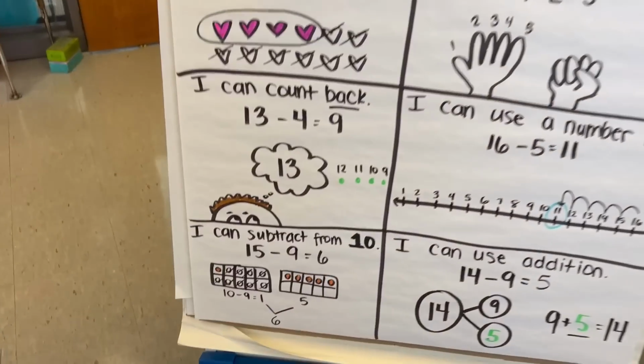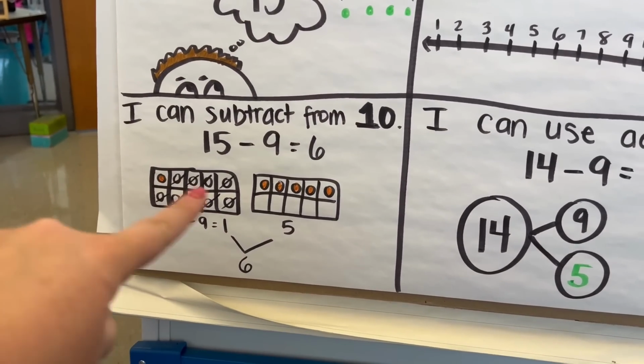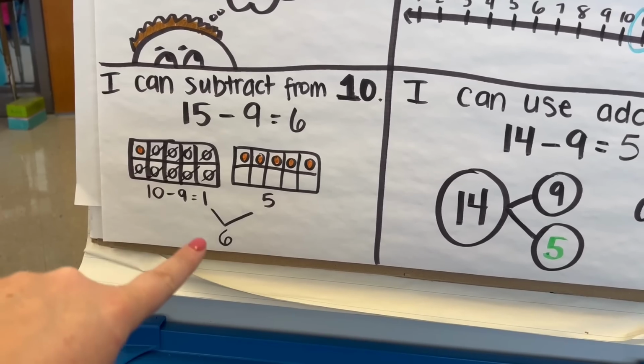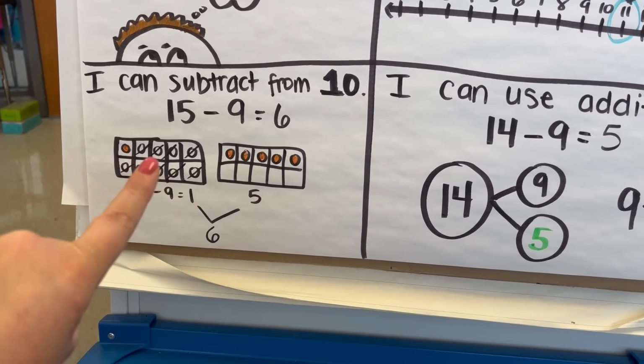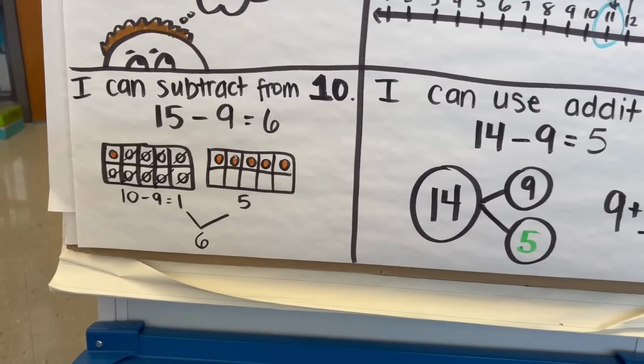And then I can subtract from 10. This is one I taught last week. So if we have 15 minus 9, that might be harder for them to solve, but they can break that 15 into 10 and 5, and we know that 10 minus 9 is 1, and then we have that 1 left over with our 5, which is 6.